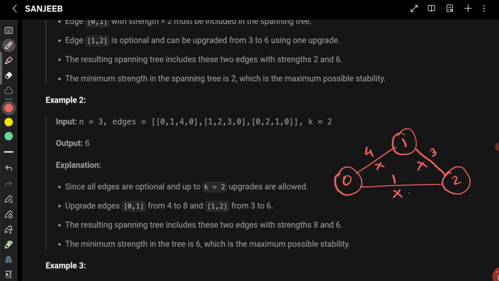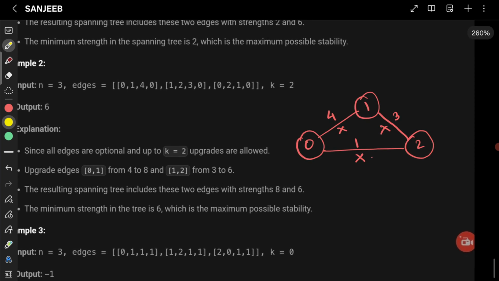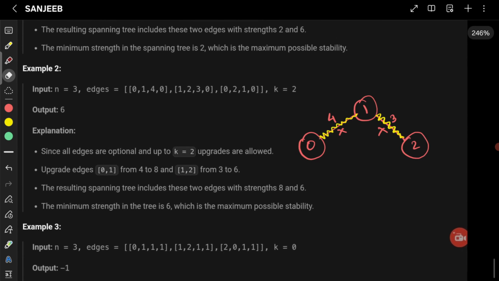Okay, so how will my final answer be? In my spanning tree I will have these edges, and this edge I will remove. Don't worry about how we remove it and what the logic is, I will explain that. I'm just explaining the example.